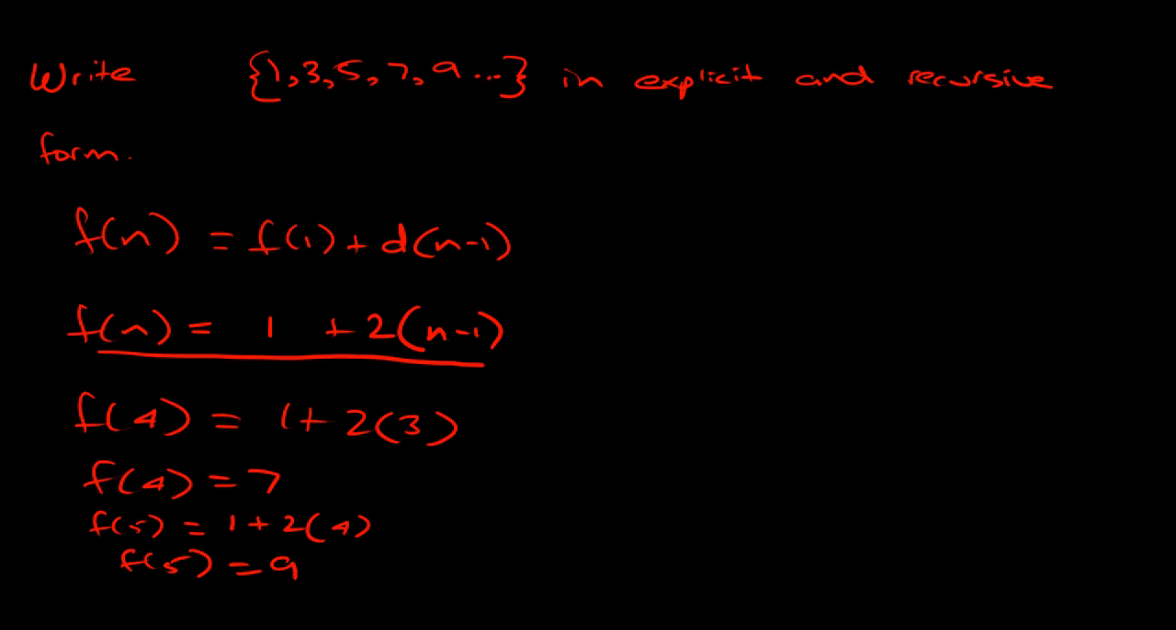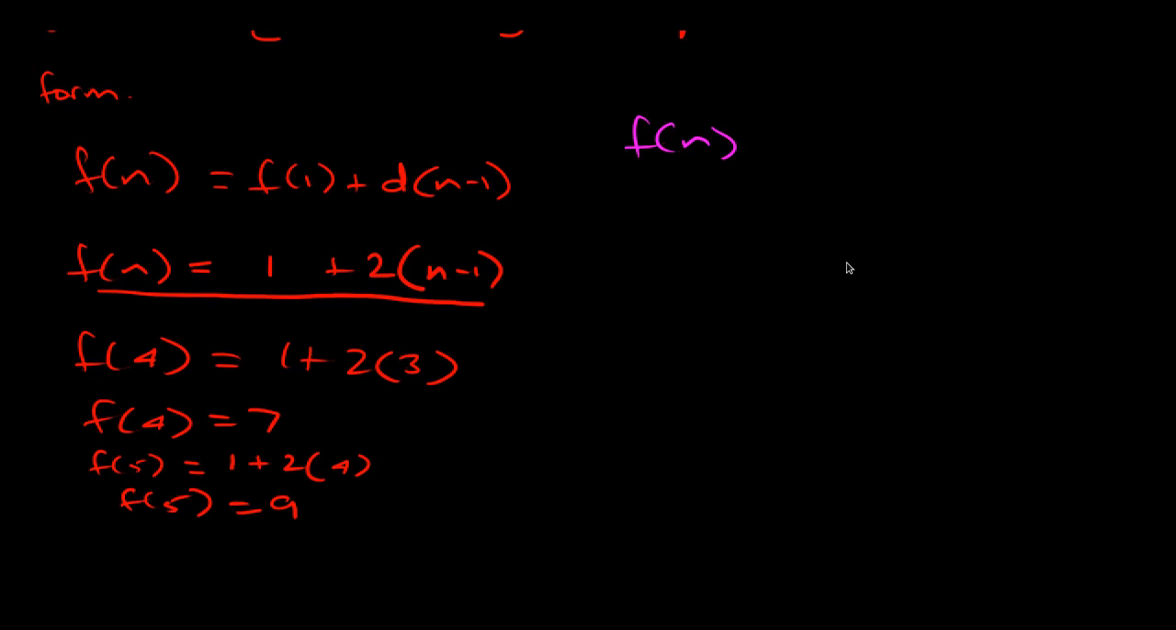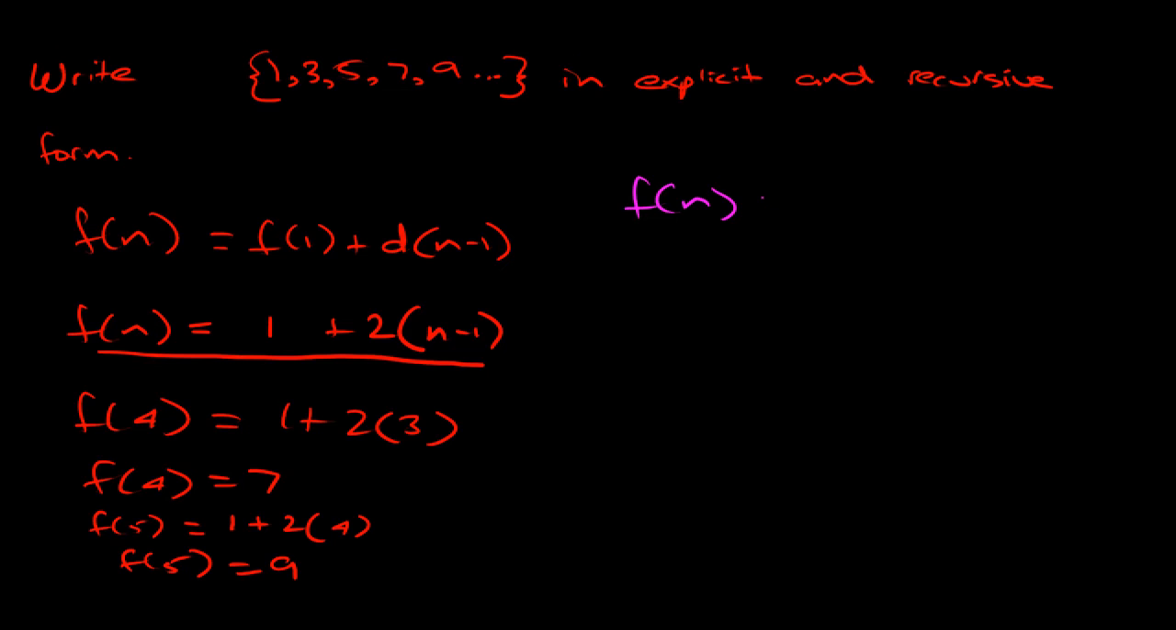Now let's do our recursive form. F of n, now we can use our previous equation as an example. F of n is equal to the previous term plus common difference. So what's the previous term? F of n minus 1. Now what's the common difference? 2. Now remember, we still need to define our first number. F of 1 is equal to 2. Sorry, f of 1 is equal to 1, not 2.